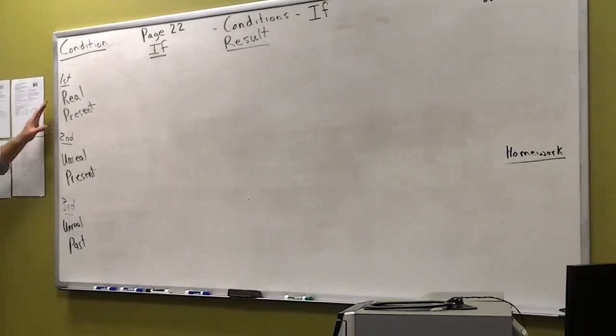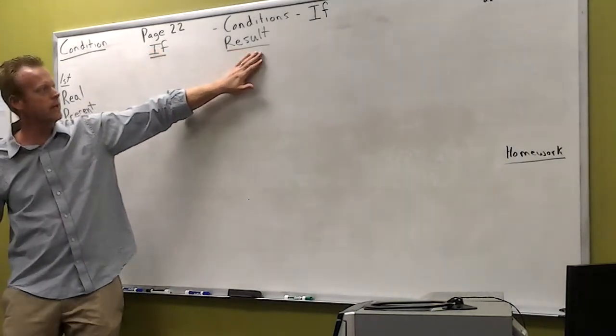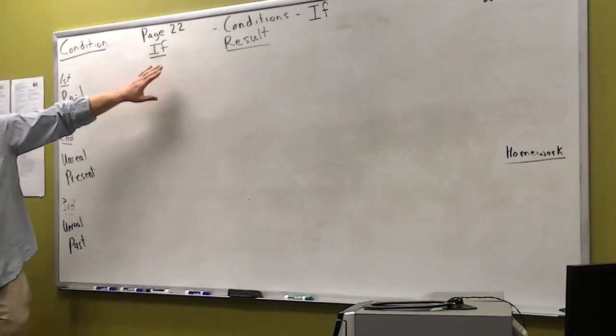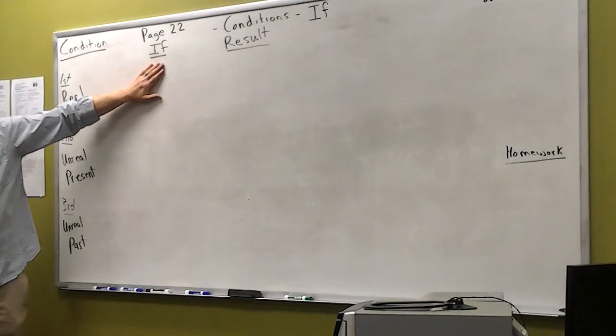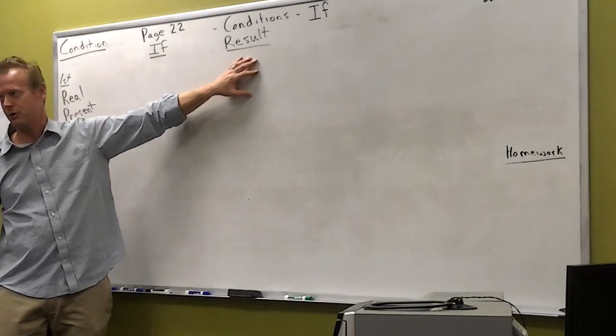So the question is now, how do we create these? What are the verb tenses in the if clause? And what's the verb tense in the result clause? And listen, these are stuck. You can't play with these, okay? So once we learn these, they just stay the same. Over here, we're going to see there are a few more options.